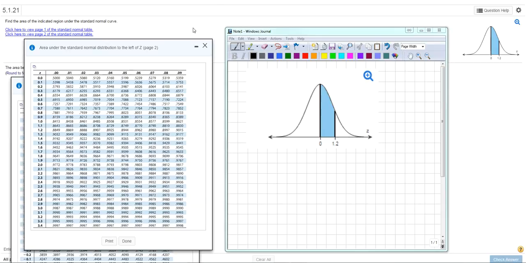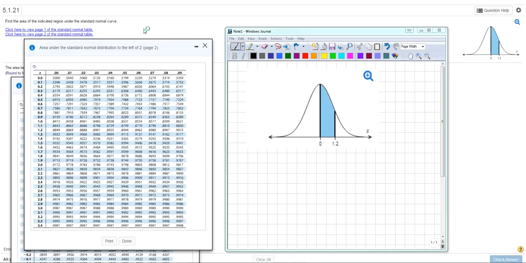Okay, for this problem we want to find the area of the indicated region under the standard normal curve. You're going to need to use Table 4 from your textbook. Sometimes the problems will have links that allow you to open the standard normal table. Other times you will have to actually use the table from the book.